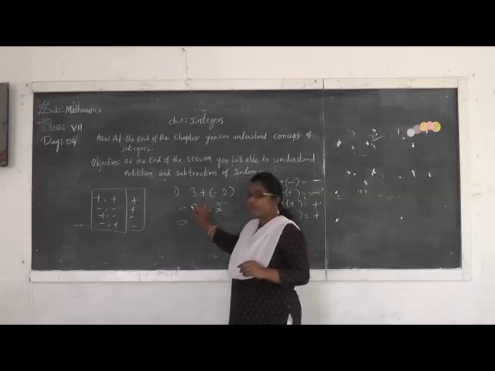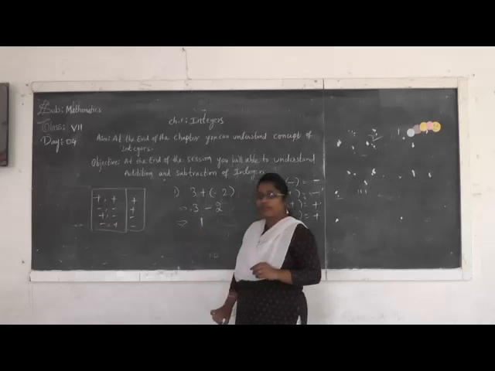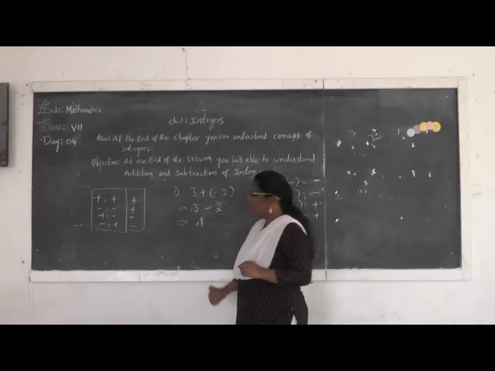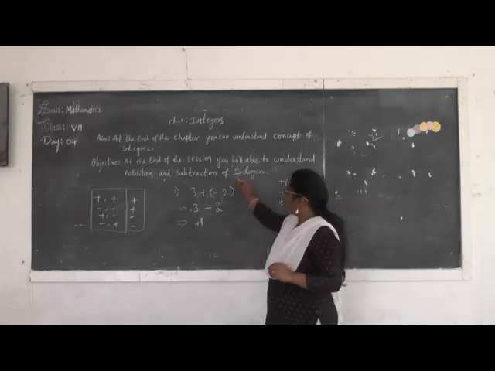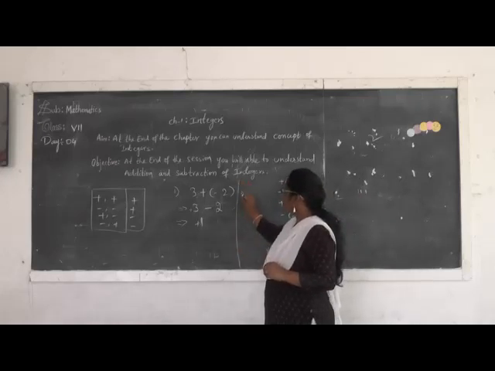Before 3, what is the symbol? Any symbol is not there, so it is nothing but a positive term. So for the result also we have to keep it as plus. Are you able to understand? So let me take one more example.